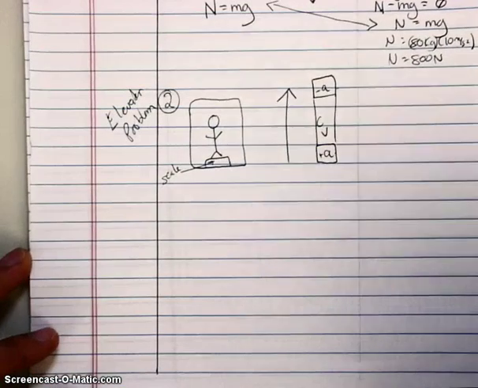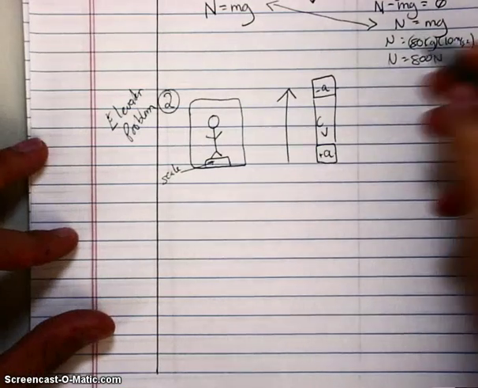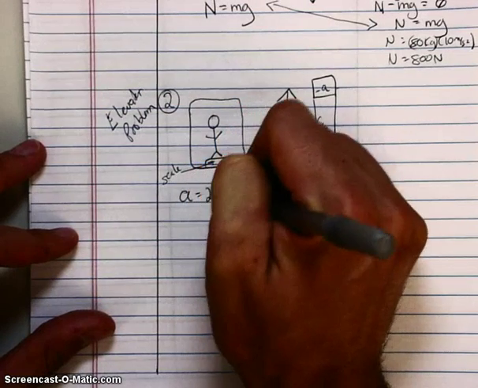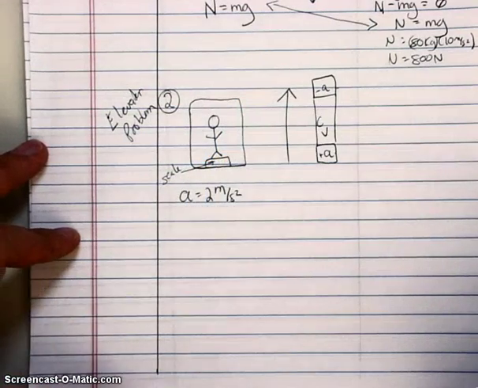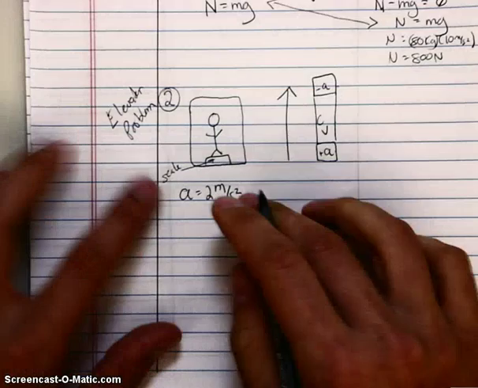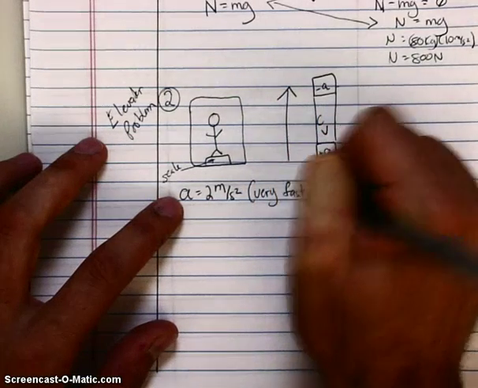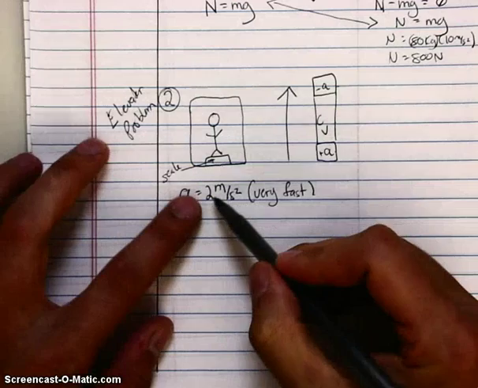So the first situation, it's accelerating positively. Let's say this elevator is accelerating at 2 meters per second squared. This is actually very, very fast, but I'm trying to make it simple math by using the number 2.